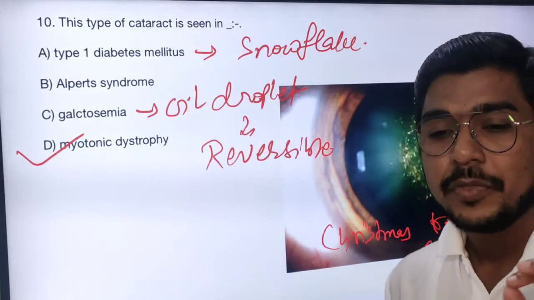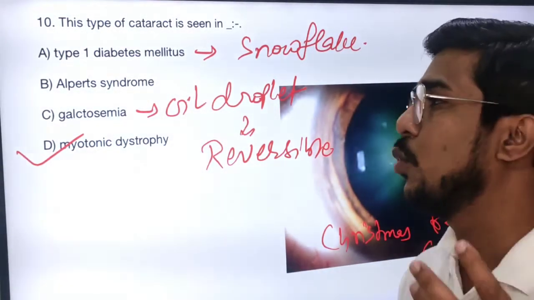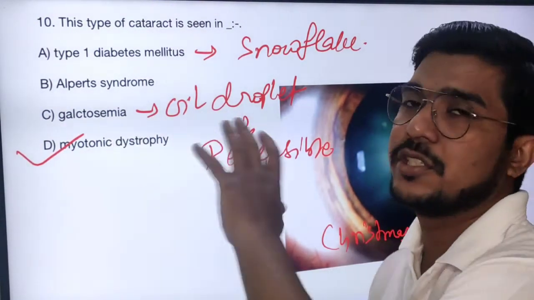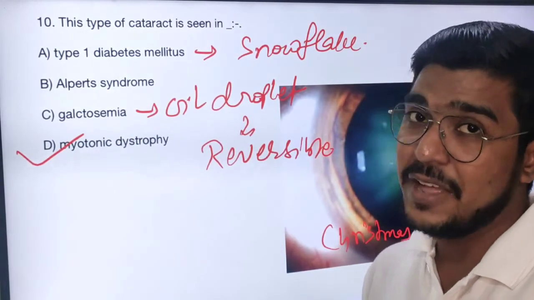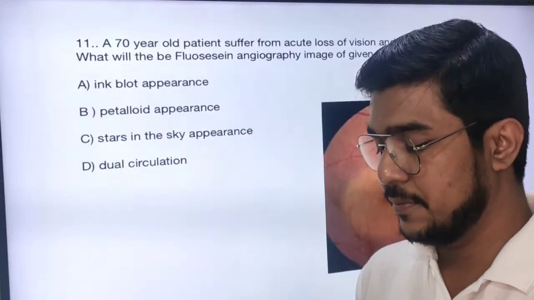But the fact is that in advanced cases, it is not reversible. But generally, if they ask you which metabolic cataract is reversible, you have to answer galactosemia only. But the fact is, obviously, this is reversible in early phases, but not in the advanced phases.